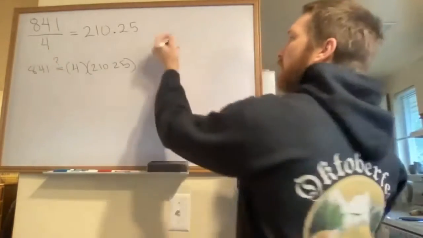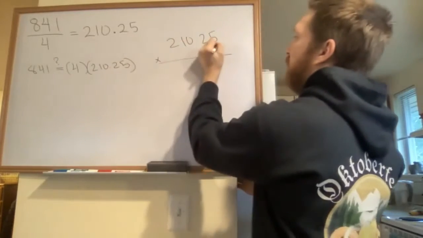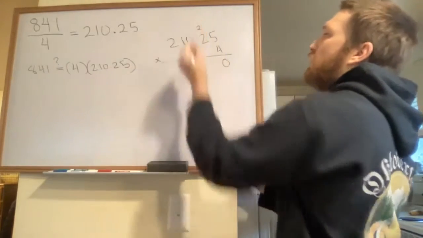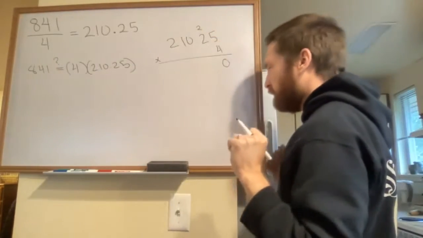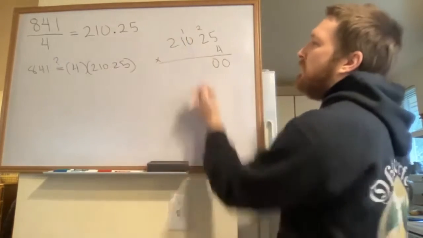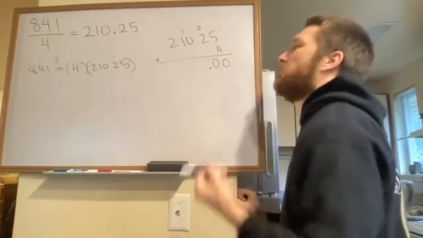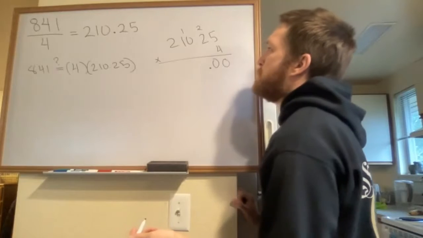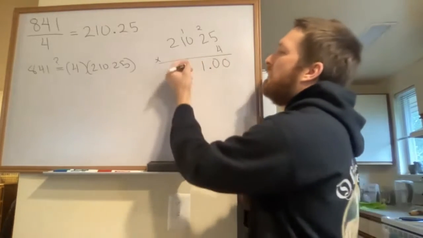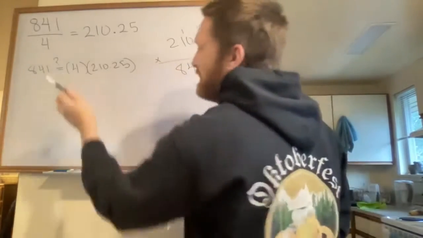And so let's just check it real quick. 210.25 times 4. 4 times 5 is 20. Carry the 2. 2 times 4 is 8. Plus 2, there's 10. Carry the 1. Drop the point. I'm going to go ahead and drop the point. 4 times 0 is 0. Plus 1 is 1. 4 times 1 is 4. 4 times 2 is 8. And so yes, we can see that this does work out.